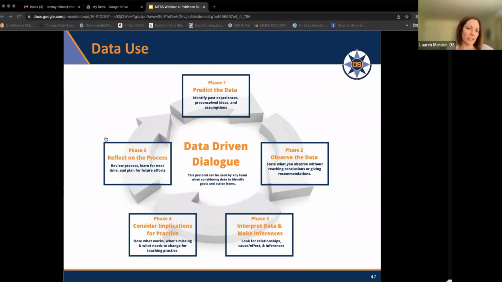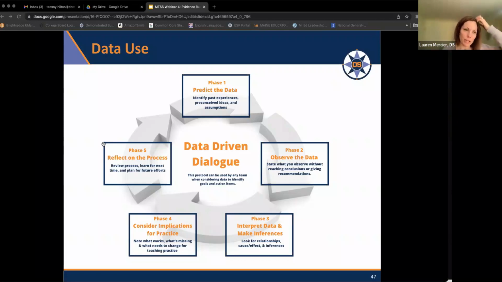And then phase 5 is the reflection. And so that final phase in this process, what did we learn for next time? How can we plan better in terms of this cycle? It's very important to reflect on how you can improve your data analysis process, right? What went well, what improved, what new learning do you have? Things of that nature, reflective questions to ask your team. So that would be the data-driven dialogue.